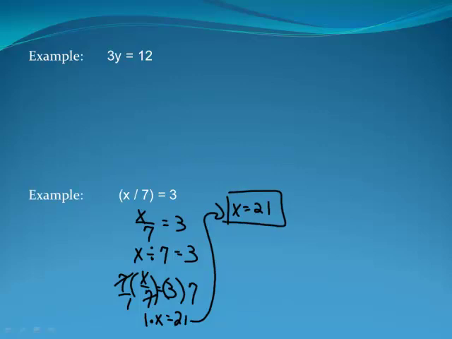All right, to check that answer, we want to take the original problem. X divided by 7 is equal to 3. We're going to put 21 in for x, so we get 21 divided by 7. The question is, is that equal to 3? Well, 21 divided by 7 is 3. So 3 is equal to 3. Looks good, checks out. I think we're accurate on that problem.